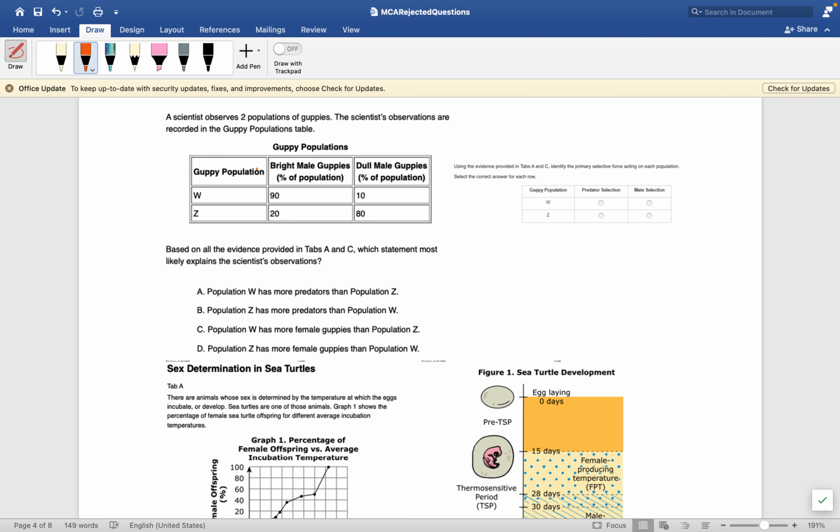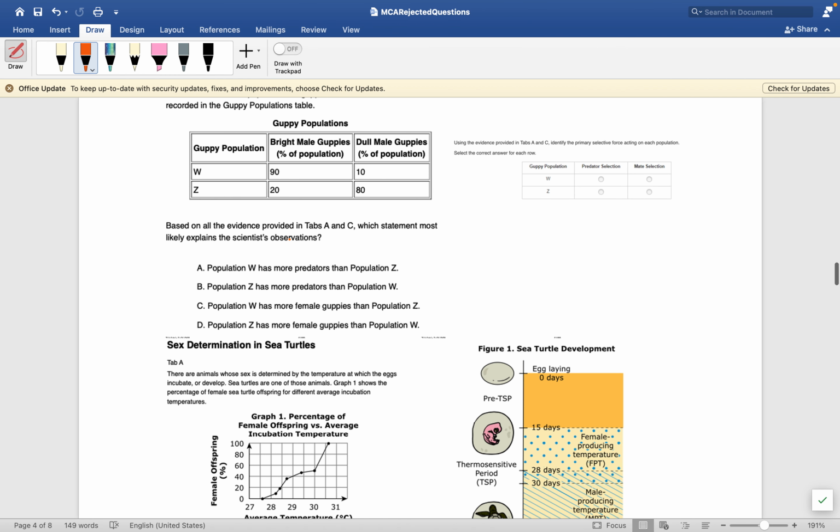A scientist observes two populations of guppies. The scientist's observations are recorded in the guppy population table. So we have X and Z. Bright male guppies, 90% of the population versus 20. Wow, that doesn't equal 100. Wait, oh, it equals 100 across. Oh, okay. Whew. So 90% bright, 10% dull, and then 20% bright and 80% dull.